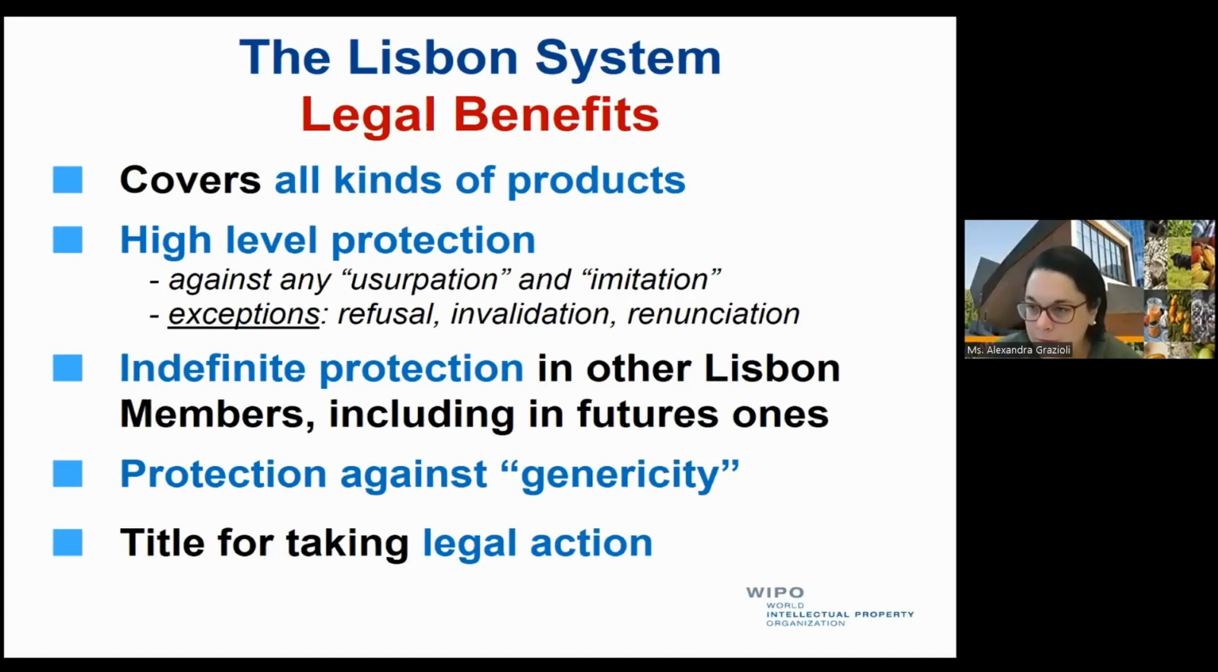You also have protection against the fact that a member state cannot consider that, if you don't stop some abusive use of the GIs in some country, after some time these abuses have transformed your GIs into a generic term. So you have that protection against genericity. And finally, you also have a title to take action if there is a problem in a member of the system.